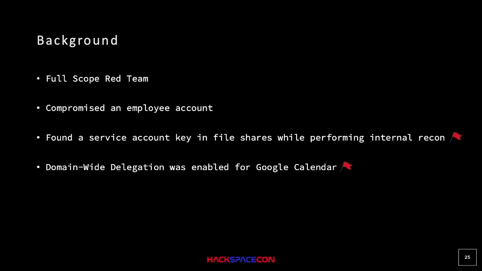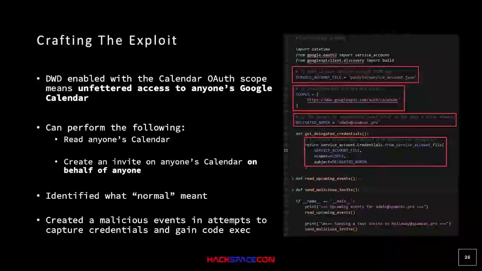Second red flag is that it was enabled for Google Calendar. What does that mean? Again, unfettered access to anyone's Google Calendar. So in the beginning, when I found this, I was like, okay, well, I'm not going to find anything interesting, like who stores secrets in Google Calendar or Google Events, right?